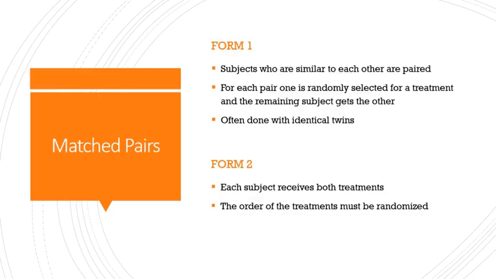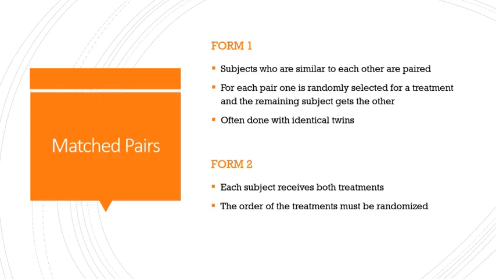And then our last option is something called match pairs. There's 2 different ways that match pairs can be done. One is we take subjects who are similar to each other and we pair them together. So a lot of times this is done with identical twins. So if I get a pair of identical twins, I give one twin treatment A and the other twin treatment B, and then I compare them to each other. Because they are so similar, that's an element of control because their DNA is exactly the same. So all of those things are going to be the same, and that way I can see if my treatment is making a difference.